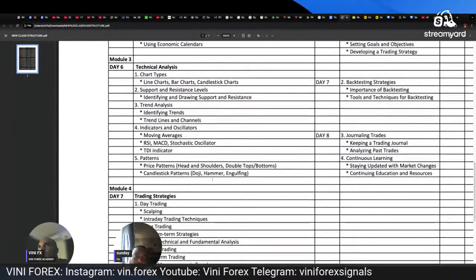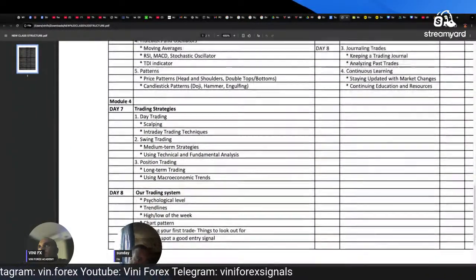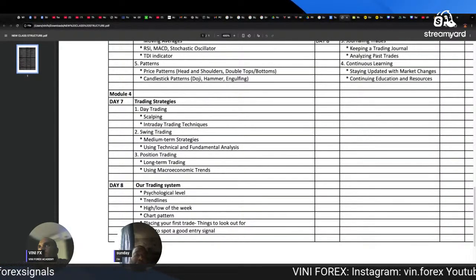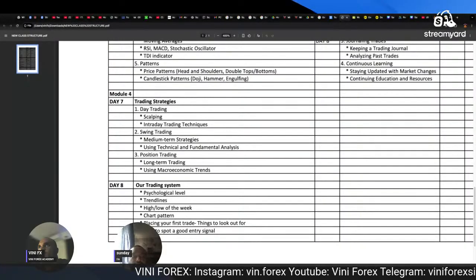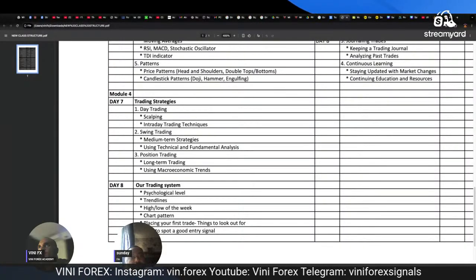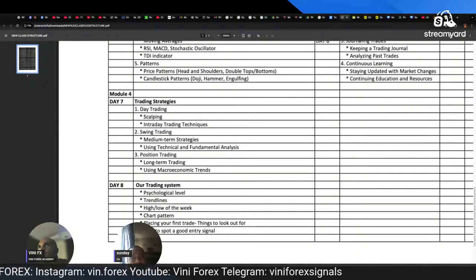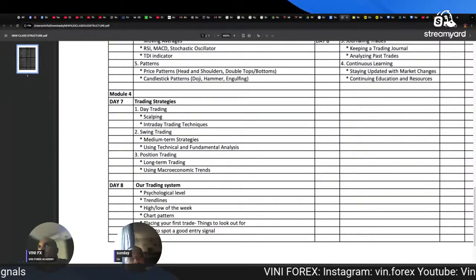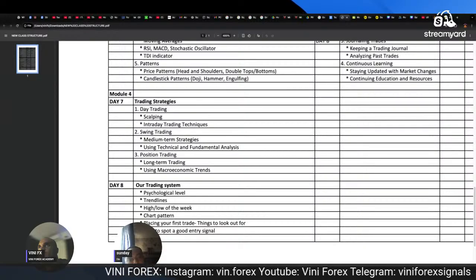Let's go back to our timetable. So we have done this once. Now we have arrived at trading strategies. We have day trading, under which we have scalping and intraday trading techniques, and then swing trading, medium-term strategies using technical and fundamental analysis, and position trading, long-term trading using macroeconomic trends.